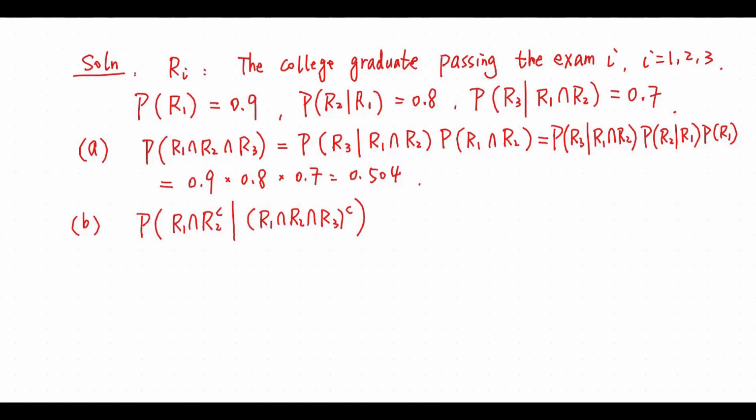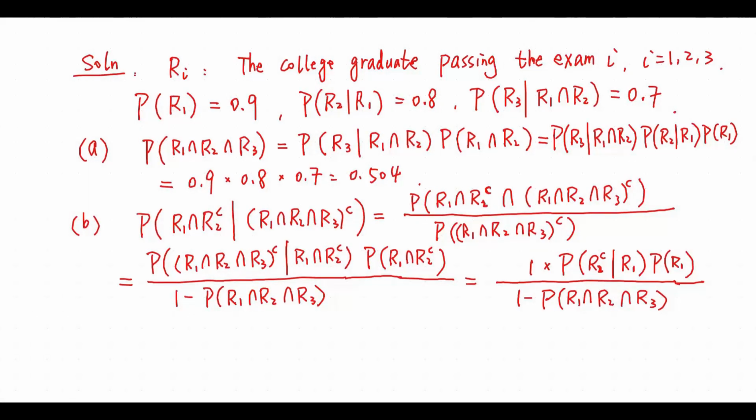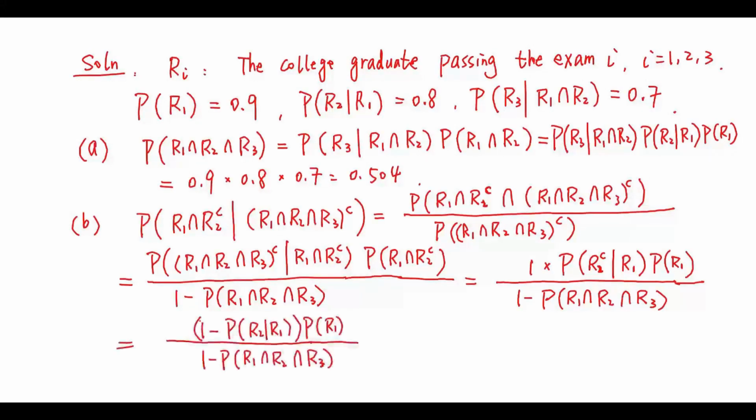Now, for the case she didn't pass all 3 exams, the conditional probability that she failed the second exam is given by this one. Then we get this one. Note that if she failed the second exam, she cannot pass all 3 exams. So this conditional probability equals 1. So we get this one. From this one, we get the result.